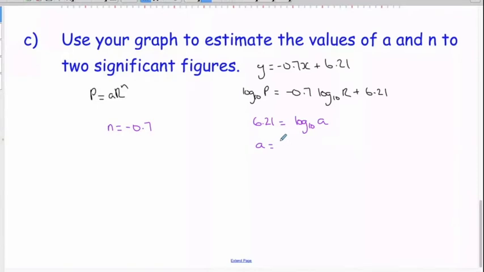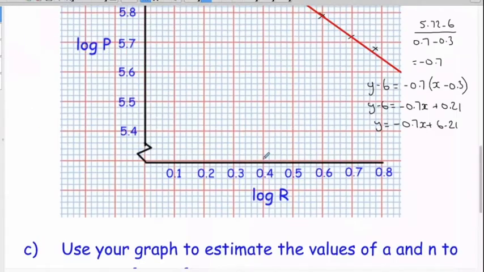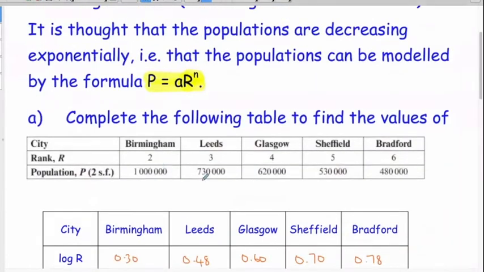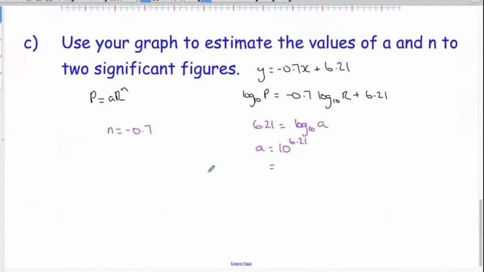A will equal 10 to the power of 6.21. This is going to be a really big number, but that's okay. We've had really big numbers in our data, so it's not unreasonable to have a big number here. We only need to round our answers to two significant figures, which is a bit dodgy here because this actually came out as one significant figure. So it's not very good maths to add that extra zero in there, but I feel a bit stuck. In fact, I'm just going to leave it as minus 0.7.